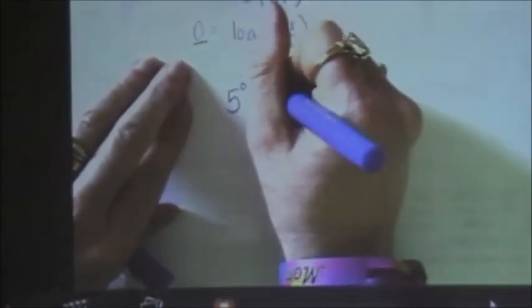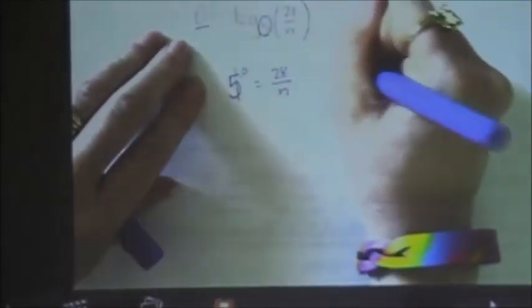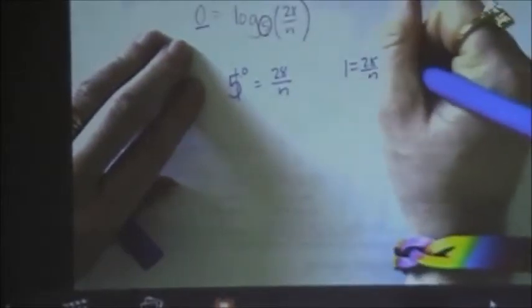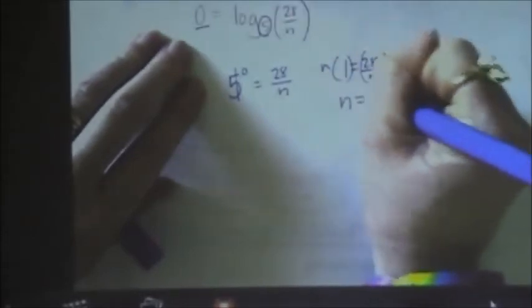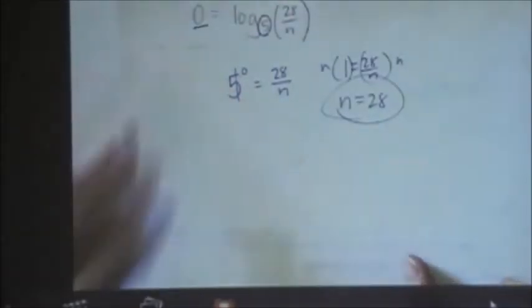Now, I'm going to rewrite this exponentially. Once you get it all down to one logarithm, you're going to rewrite it exponentially. So my base is 5 to the 0 power equals 28 over n. Well, anything to the 0 power is 1. So I've got 1 equals 28 over n. Multiply both sides by n to clear the fraction, and you get n equals 28. And that's your final answer for number 13.